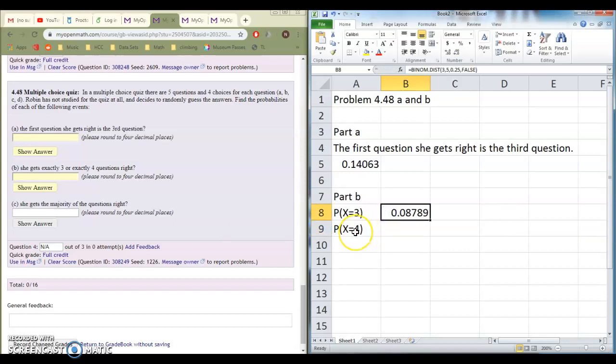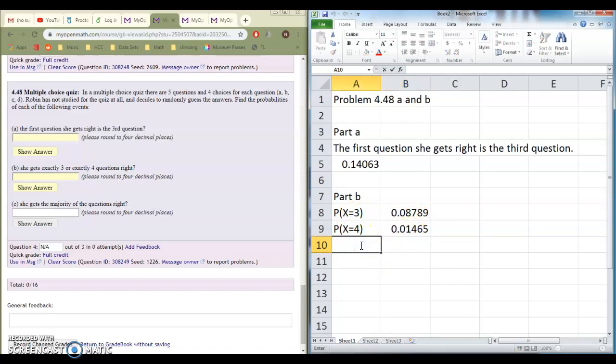I also want to know the probability she gets 4 right, so I'll take this and paste it here. Let me try that again. There you go. I want this to be 4. So there is about a 9% chance she gets 3 right and about a 1% chance she gets 4 right.